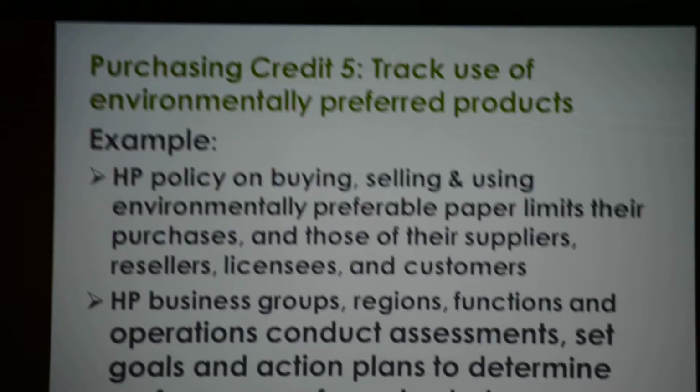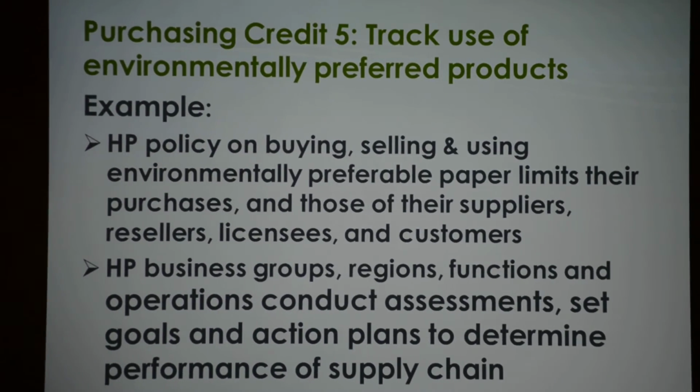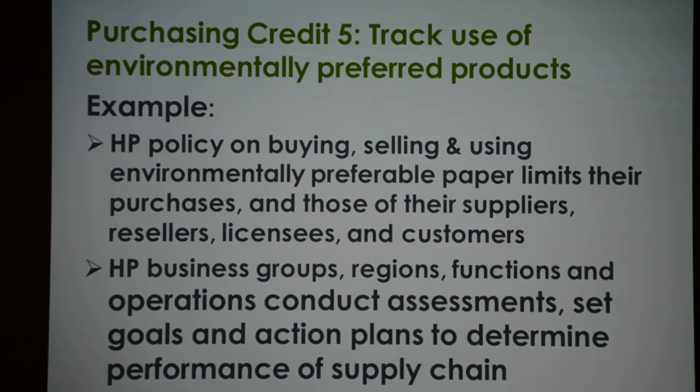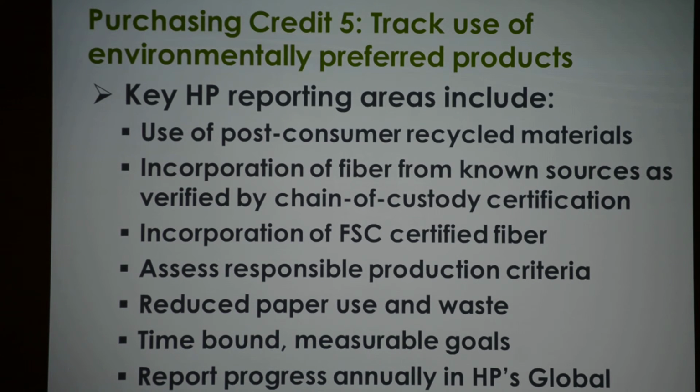You want to track the use of environmentally preferred products. So you have a policy of buying, selling, and using environmentally preferred paper; limits is an example for Hewlett-Packard. They look at their business groups by regions and functions on how they conduct their assessment tools and get their goals and action plans. On credit 5, continuing on, this just talks about key reporting.